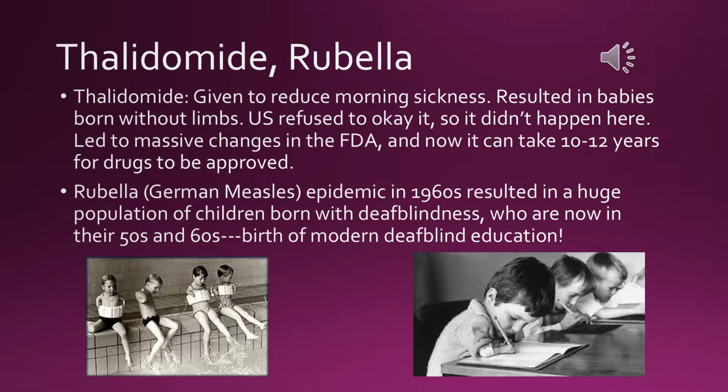Thalidomide and rubella. These were really scary things when they happened. In other countries, thalidomide was given to reduce morning sickness, and therefore many children were born without arms or legs during this era. This led to massive, massive changes in our Federal Drug Administration, and now it takes a really long time for drugs to be approved. And this is really because of the thalidomide epidemic. This is what made the FDA much more difficult to get drugs through.